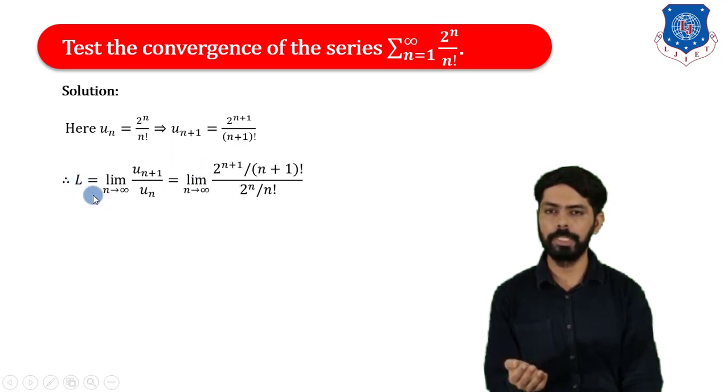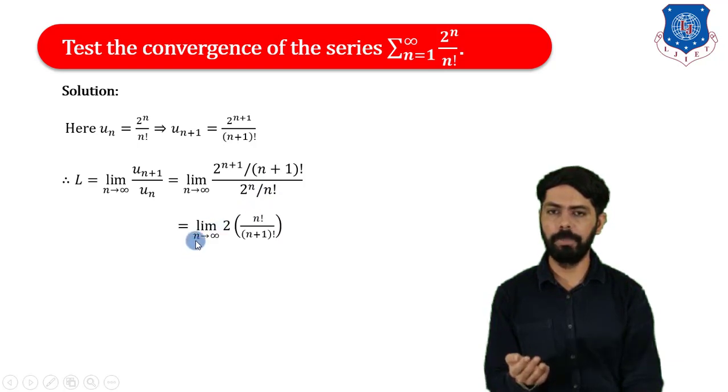Therefore capital L is equal to limit n tends to infinite un plus 1 divided by un, that is equal to limit n tends to infinite 2 raised to n plus 1 divided by n plus 1 factorial whole divided by 2 raised to n divided by n factorial. So if we simplify this, then it will be limit n tends to infinite 2 into n factorial divided by n plus 1 factorial. Because here 2 raised to n plus 1 can be written as 2 raised to n into 2 raised to 1. So 2 raised to n, 2 raised to n cancel out. So here it will be 2.